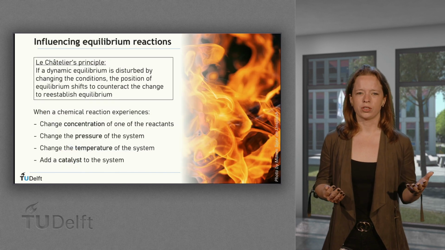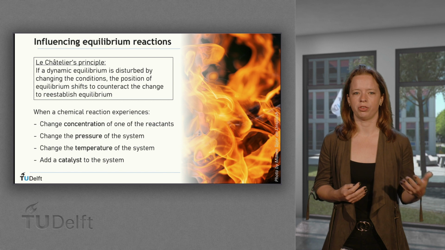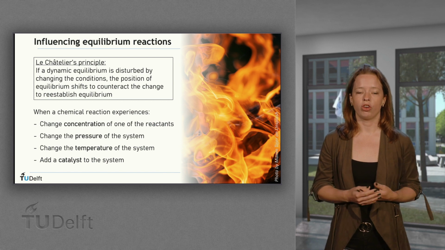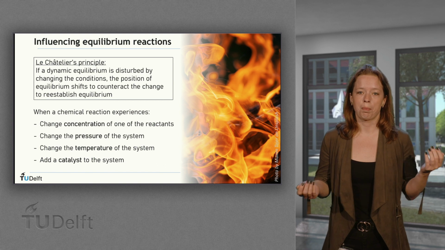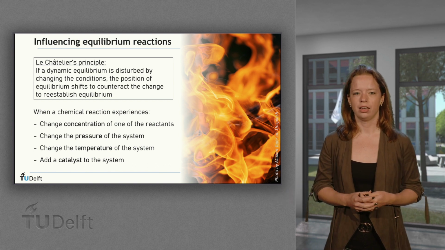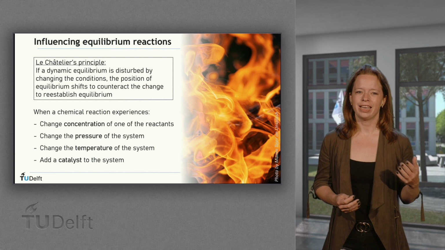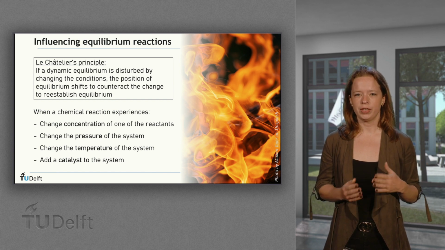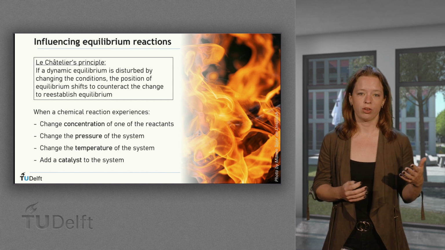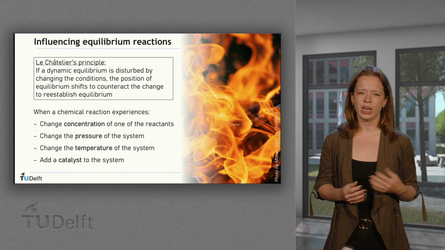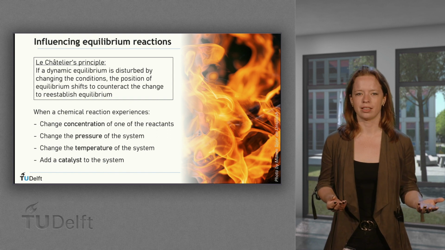Now, what happens when we try to change the conditions of a reaction? For example, by changing the concentration of one of the reactants, the temperature, or by adding a catalyst. Le Chatelier's principle tells us that if an equilibrium is disturbed, the position of this equilibrium shifts to counteract the change to re-establish equilibrium. Now, can we understand what that means?